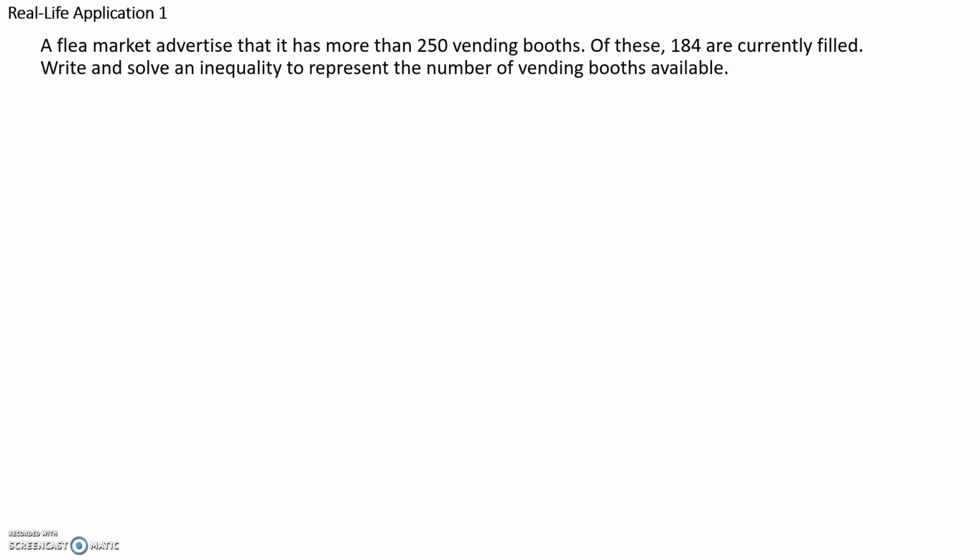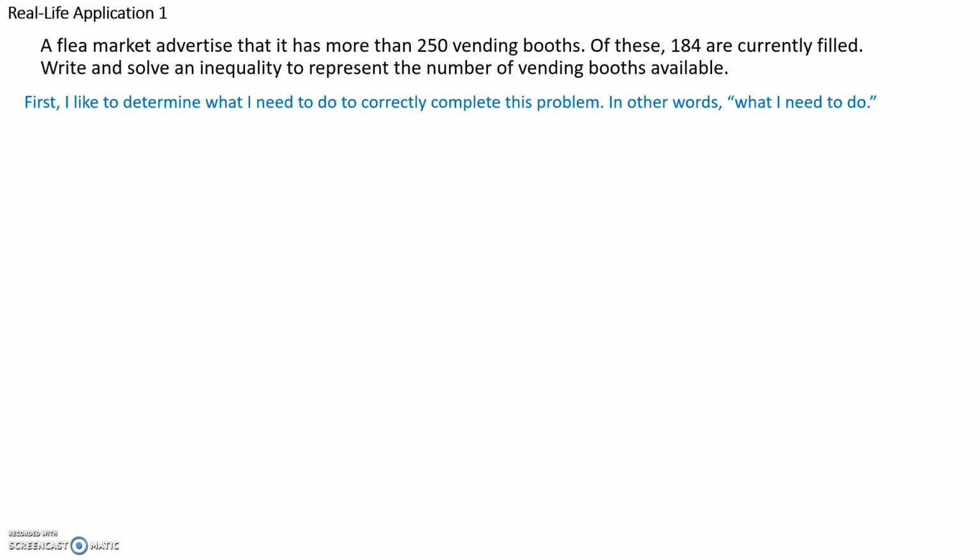A flea market advertises that it has more than 250 vending booths. Of these, 184 are currently filled. Write and solve an inequality to represent the number of vending booths available. Once I read the problem, the next thing I need to do is identify exactly what I need to do to be able to complete that problem successfully. There's not a lot of thinking involved in this. I'm reading it, and it tells me exactly what to do. It tells me to write and solve an inequality representing the number of vending booths available. That's what I need to do to complete this problem.